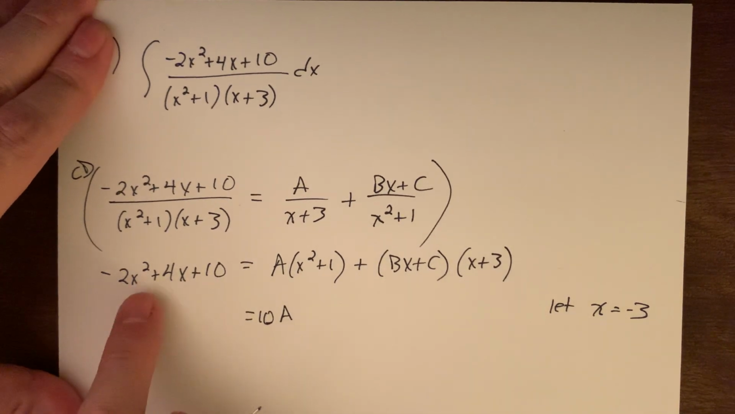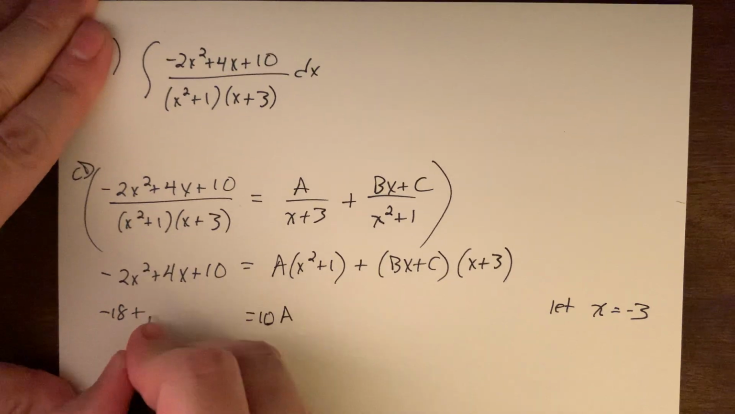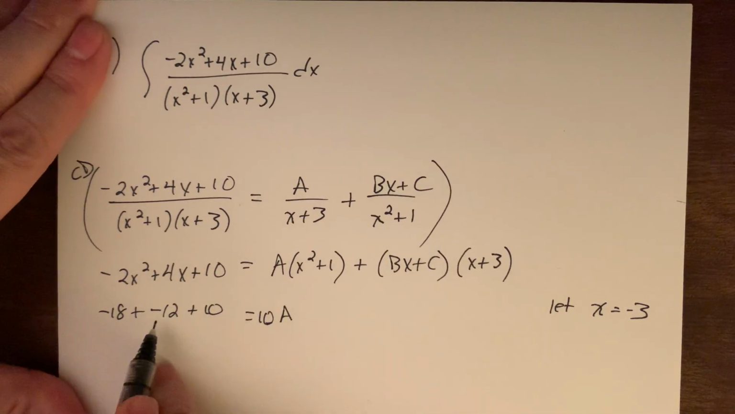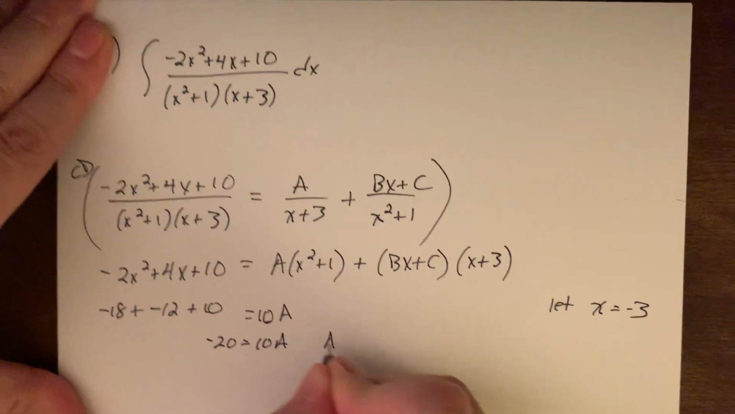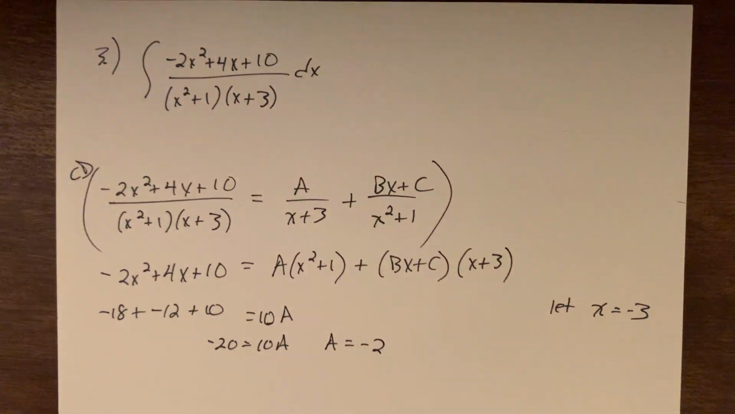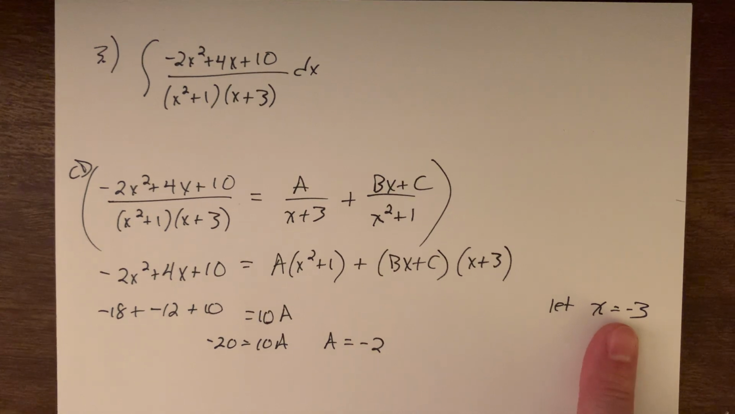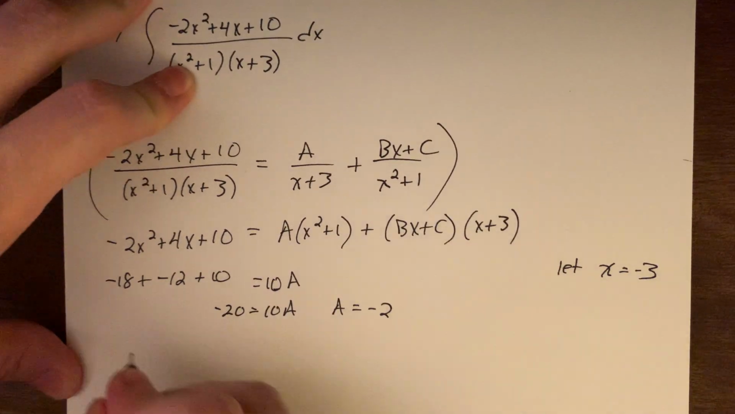Over here, +9 times -2 is -18. That's a -12 plus 10. -30 plus 10, I'm getting -20 equals 10a. A equals -2. Where do we go from here? Well, again, we can't use that clever X technique. So maybe just right off the bat, you already just distributed everything.